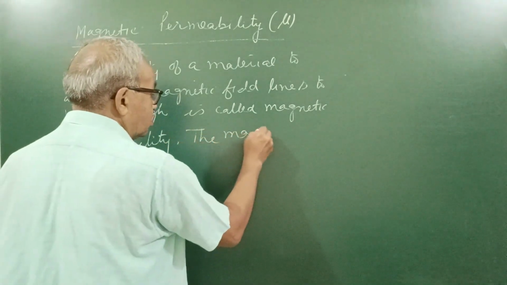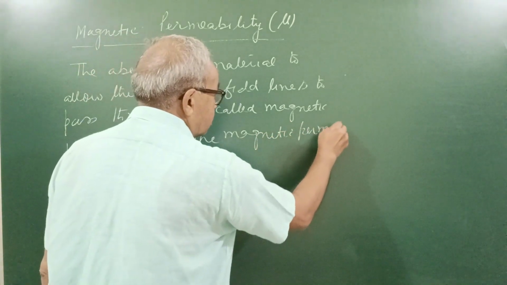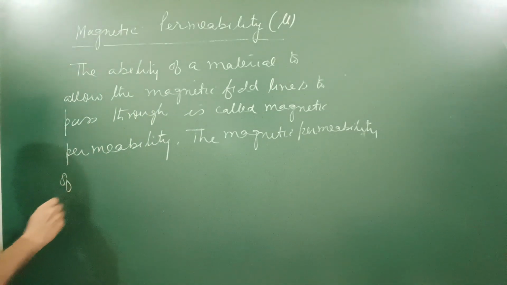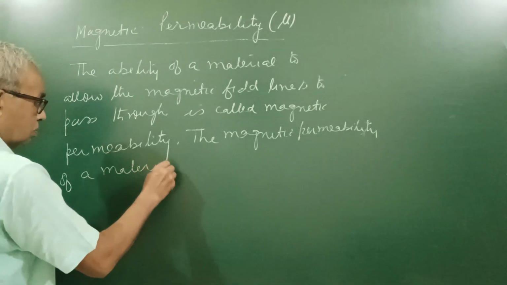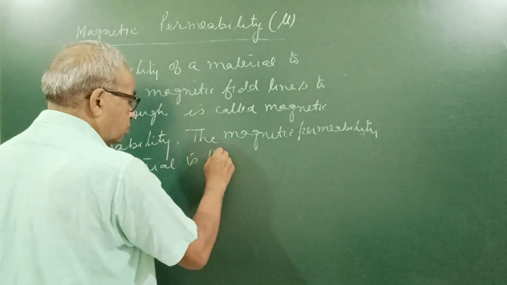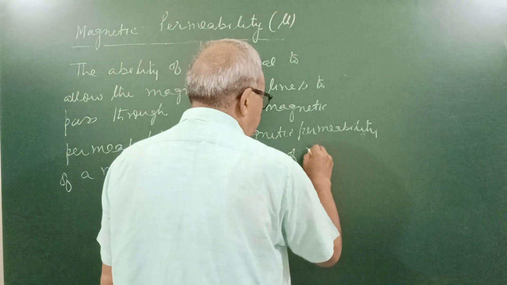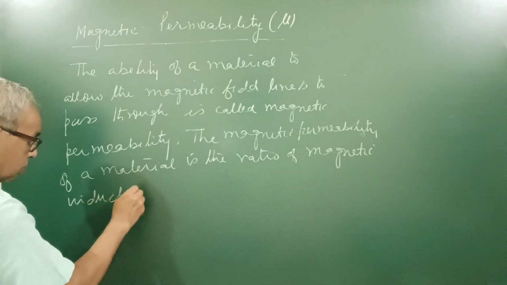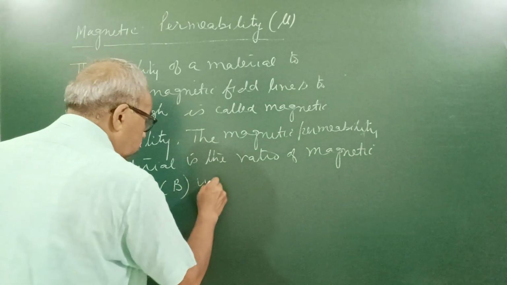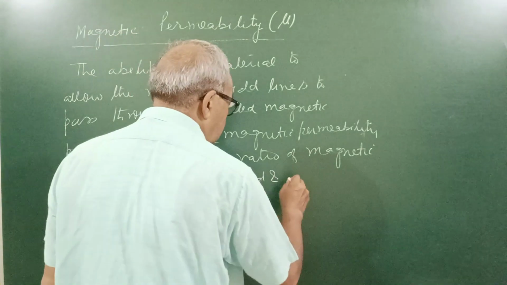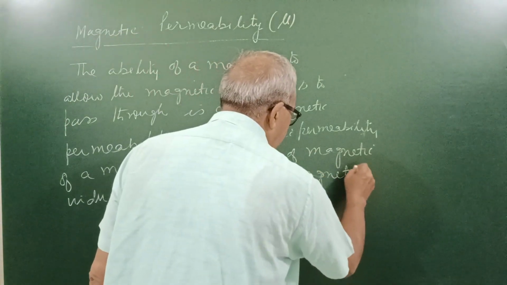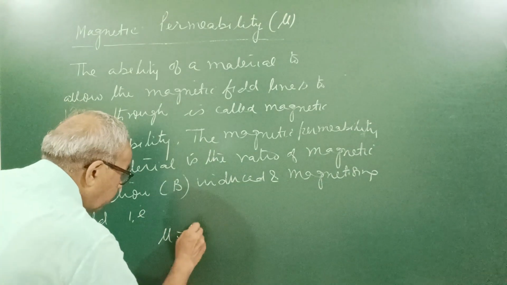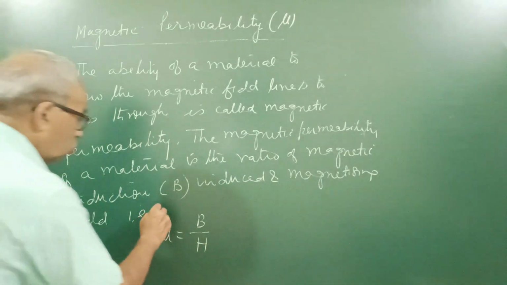The magnetic permeability of a material is the ratio of magnetic induction B induced and the magnetizing field H, that is, mu is equal to B upon H. Mu is equal to B upon H.